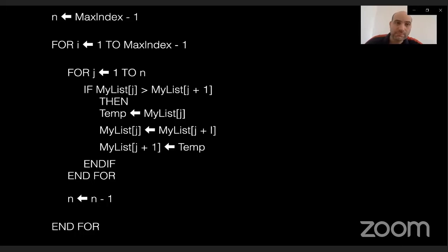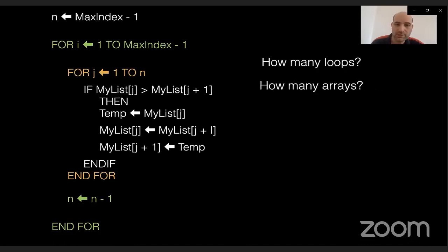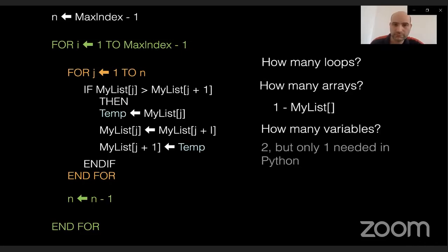Let's start by having a look at this code. How many loops are there in here? It's not a trick question. There's two loops. Hopefully you're spotting them. There's one, and it's called my list. How many variables? There's two. Now, depending if you grab some code off the internet, you might find there's only one needed in Python. That's because Python can very easily do a swap and hide the extra bits behind the scenes.